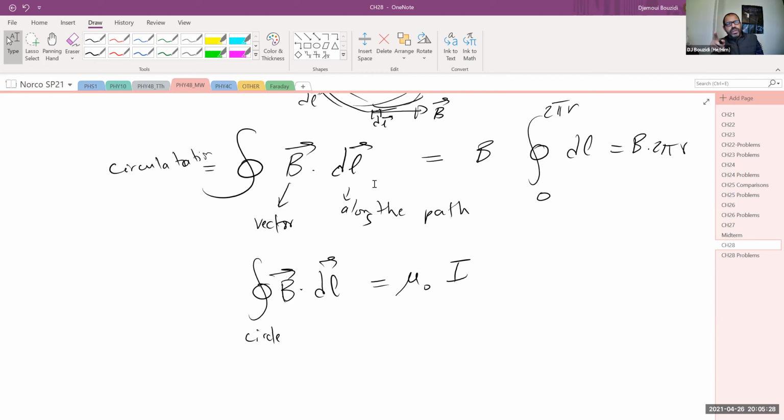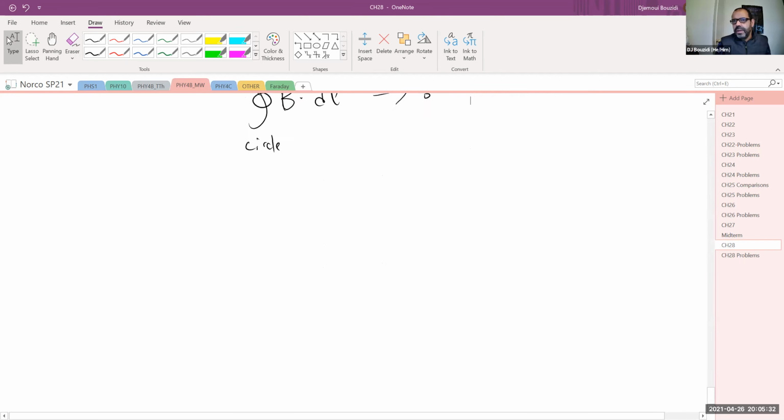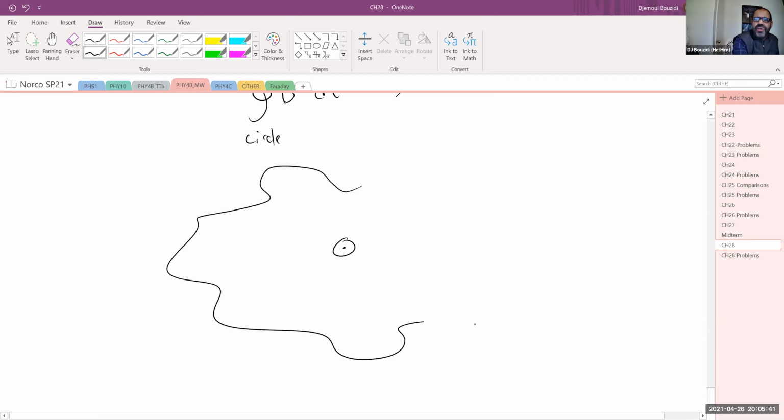In here, this is a circle. So how about if I take a different shape? How about if I take a complicated shape? So again, I'm going to come in here, a wire. I'm looking at it coming at me with a current I. And now I'm going to take this path.